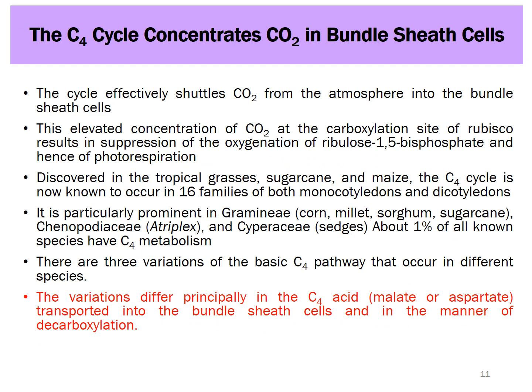The shuttling of the metabolites between the mesophyll and bundle sheath cells is driven by diffusion gradients along numerous plasmodesmata connections, and transport within the cells is regulated by concentration gradients and the operation of specialized translocators at the chloroplast envelope. The cycle thus effectively shuttles carbon dioxide from the atmosphere into the bundle sheath cells where the Calvin cycle operates, and this transport process generates a much higher concentration of carbon dioxide in the bundle sheath cells than would occur in equilibrium with the external atmosphere. That is why this elevated concentration of carbon dioxide at the carboxylation site of the Rubisco results in the suppression of the oxygenation of ribulose 1,5-bisphosphate and hence of photorespiration.